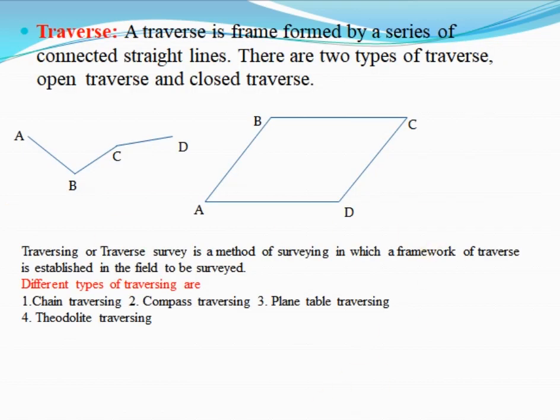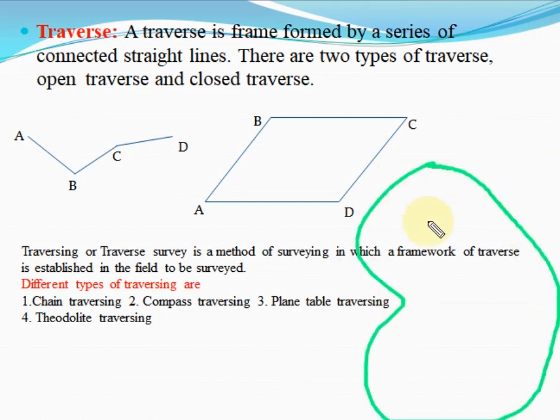Another is the traverse. The traverse is a frame formed by a series of connected straight lines. There are two types of traverse. One is the open traverse, another is the closed traverse. Let us consider an area. For example, take the pen. Okay. Let this be your area. So, in this area we have to survey.